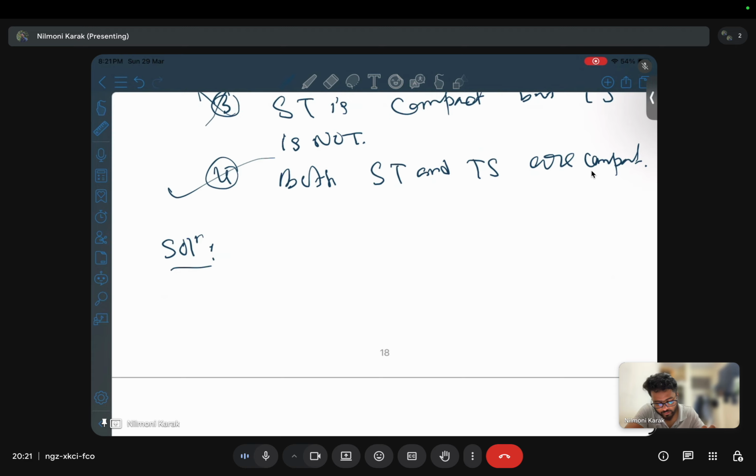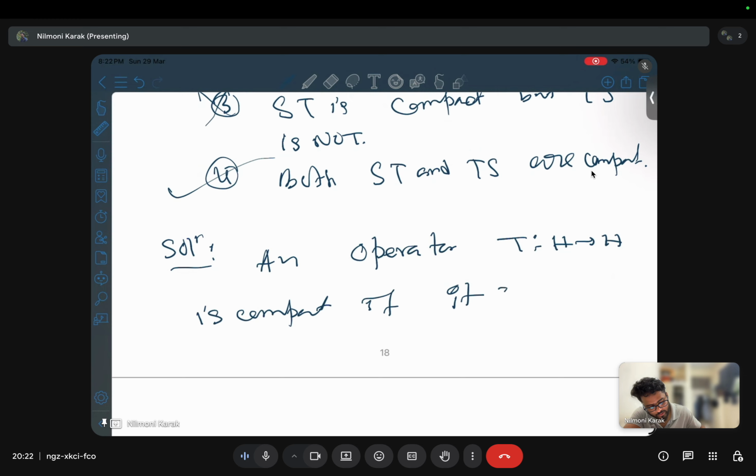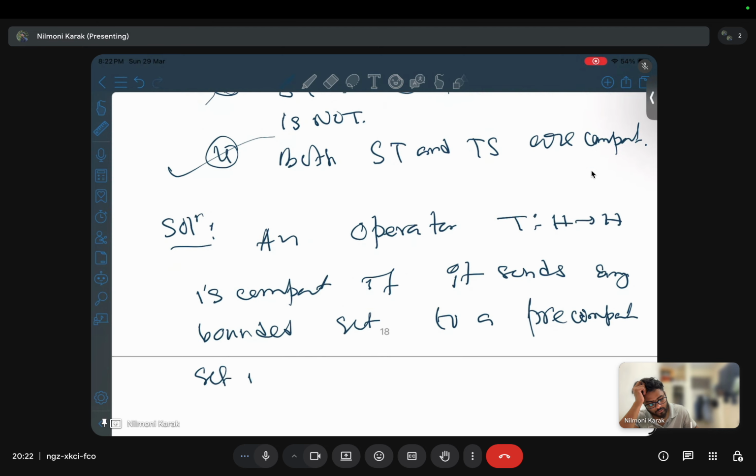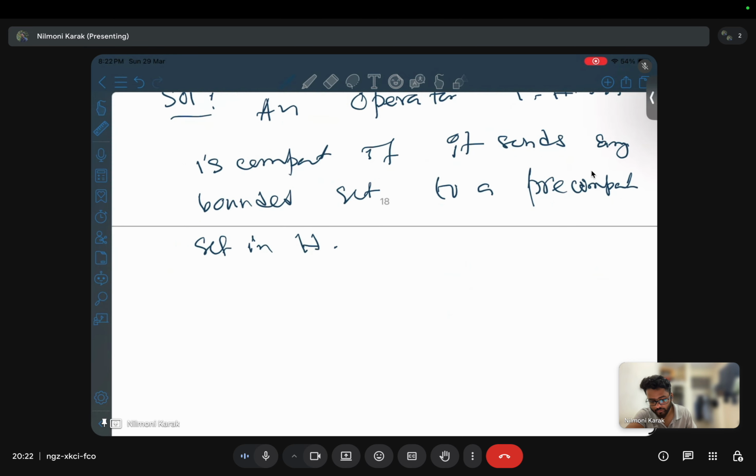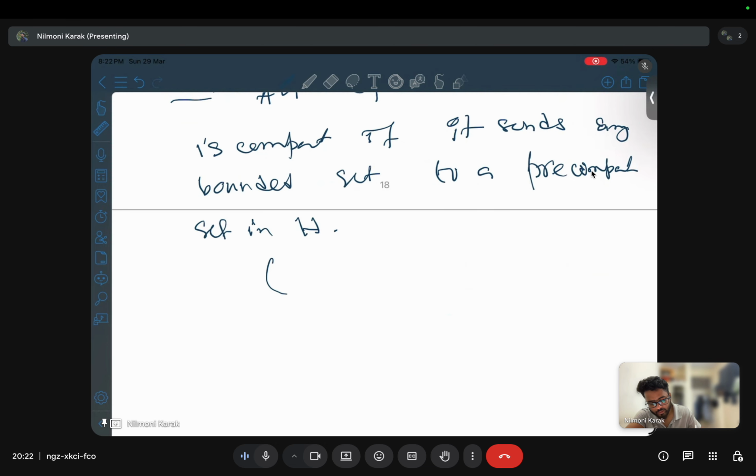Okay, let us solve. How is this true? An operator T from H to H is compact if it sends any bounded set to a pre-compact set in H. Pre-compact means relatively compact, so the closure is compact, not necessarily the set itself. That means every sequence has a convergent subsequence.